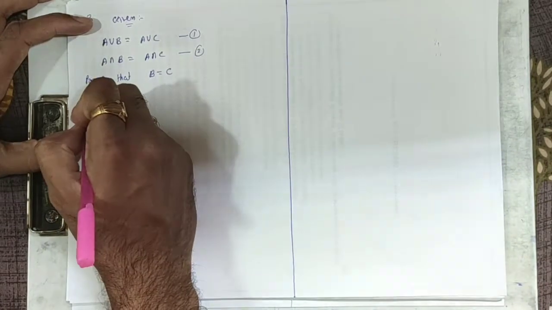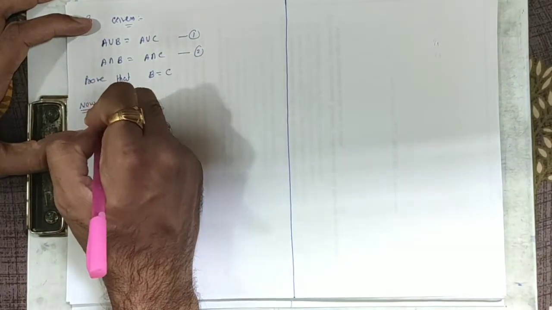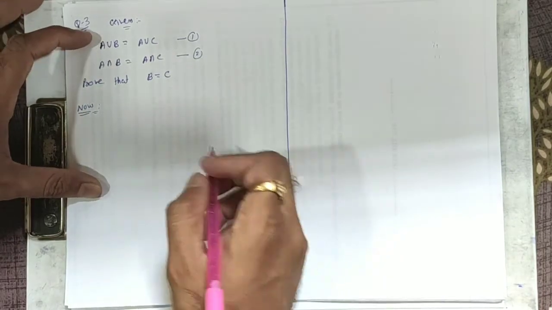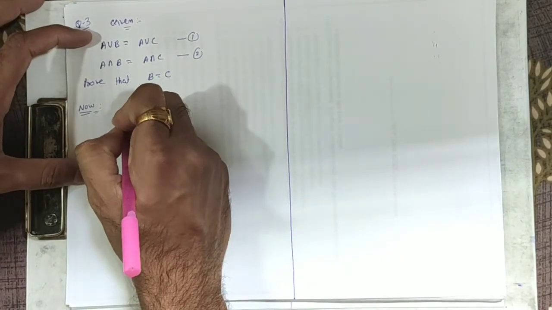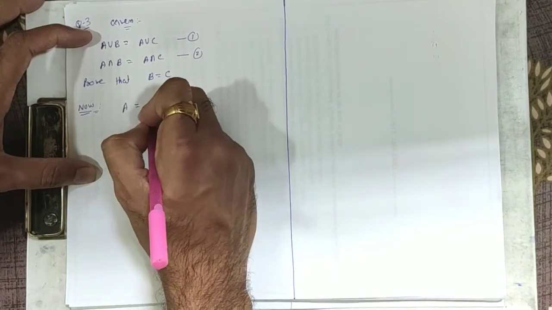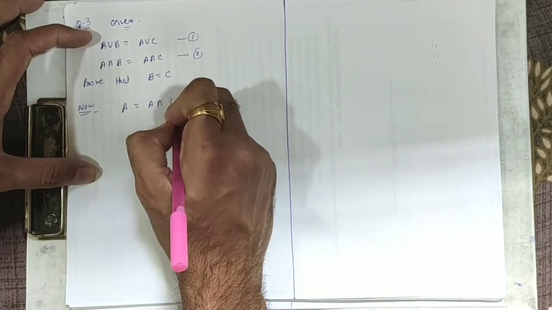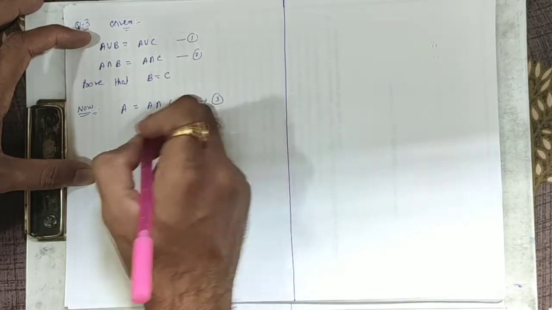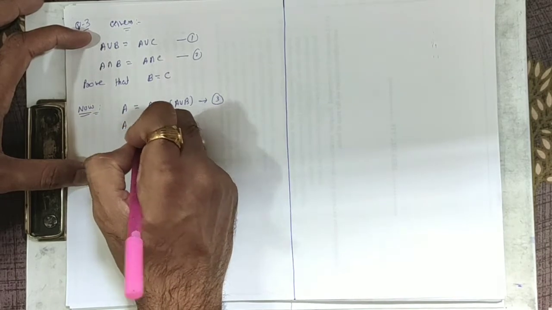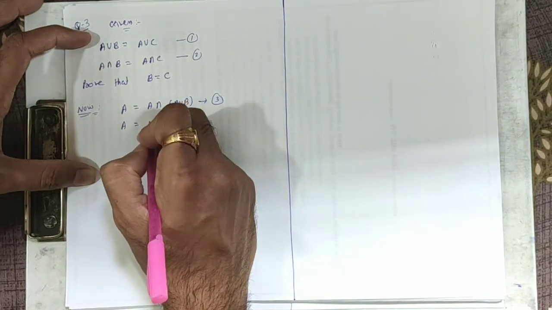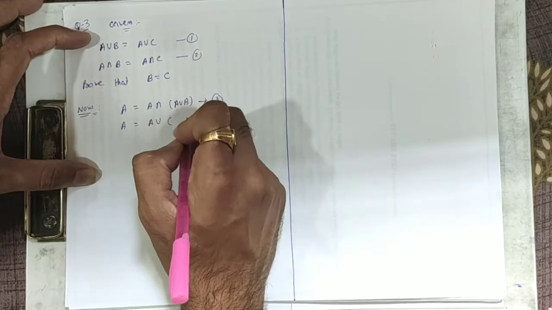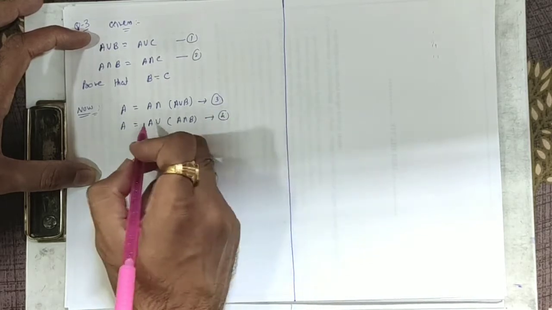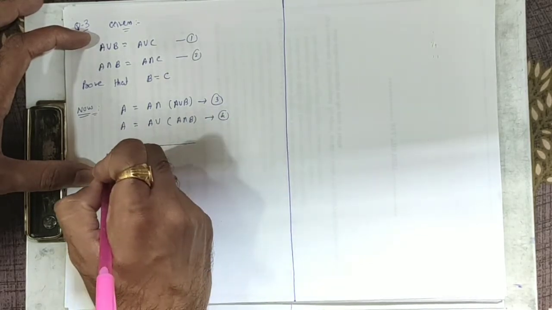So now, to prove this result, we'll use one more result, and that is set A can be written in the form of A intersection (A union B). Say result 3, and a similar result is set A can also be written as A union (A intersection B). Done. This can be easily understood by using Venn diagram.